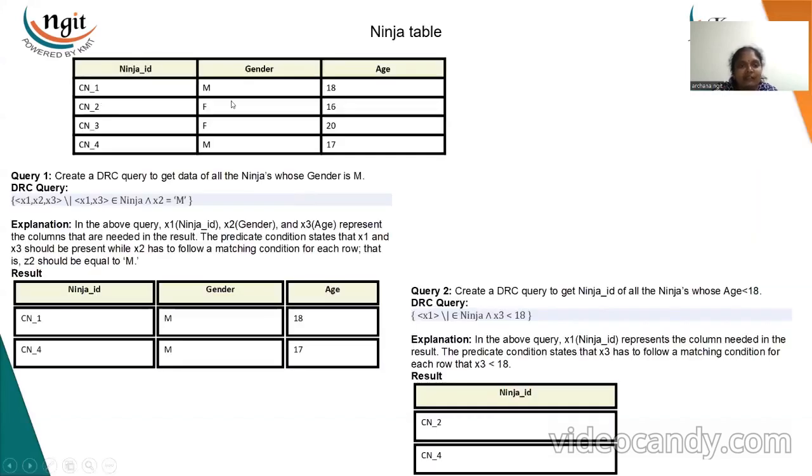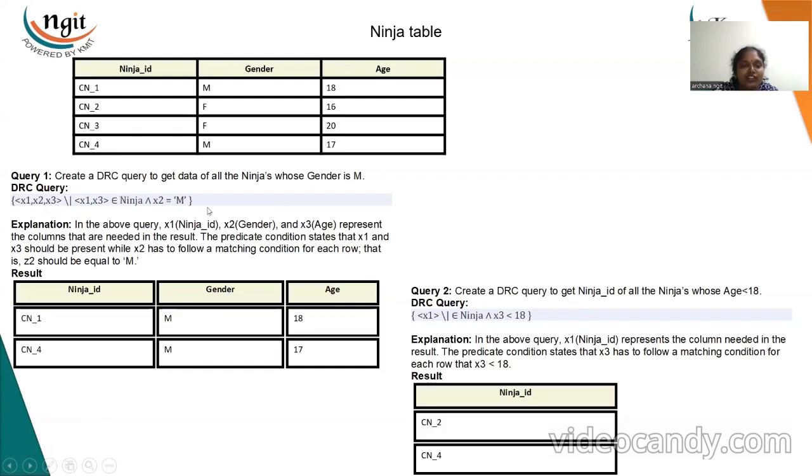Now let us take the same ninja table with the ninja ID, gender, and then age. Now let us write a DRC query to retrieve the data of all the ninjas whose gender is male. So now we represent x1, x2, x3 as the set of attributes, that is ninja ID, gender, and then age, and map it to x1, x2, x3.